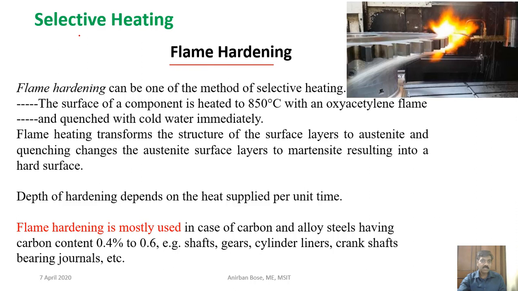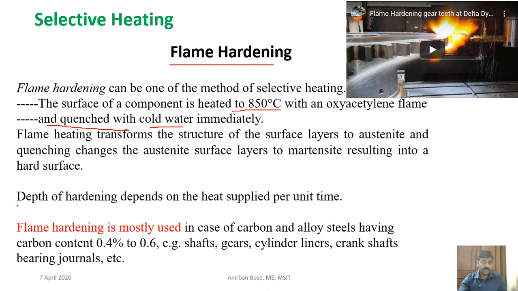Flame hardening is a selective heating process where, with the help of an oxyacetylene flame, we can heat a portion up to 850 degrees centigrade, and then with the help of water we can quench it. Then the outer surface will become martensite and very hard, not the whole material. So we can form martensite at the outer surface only. This is a very useful technique.